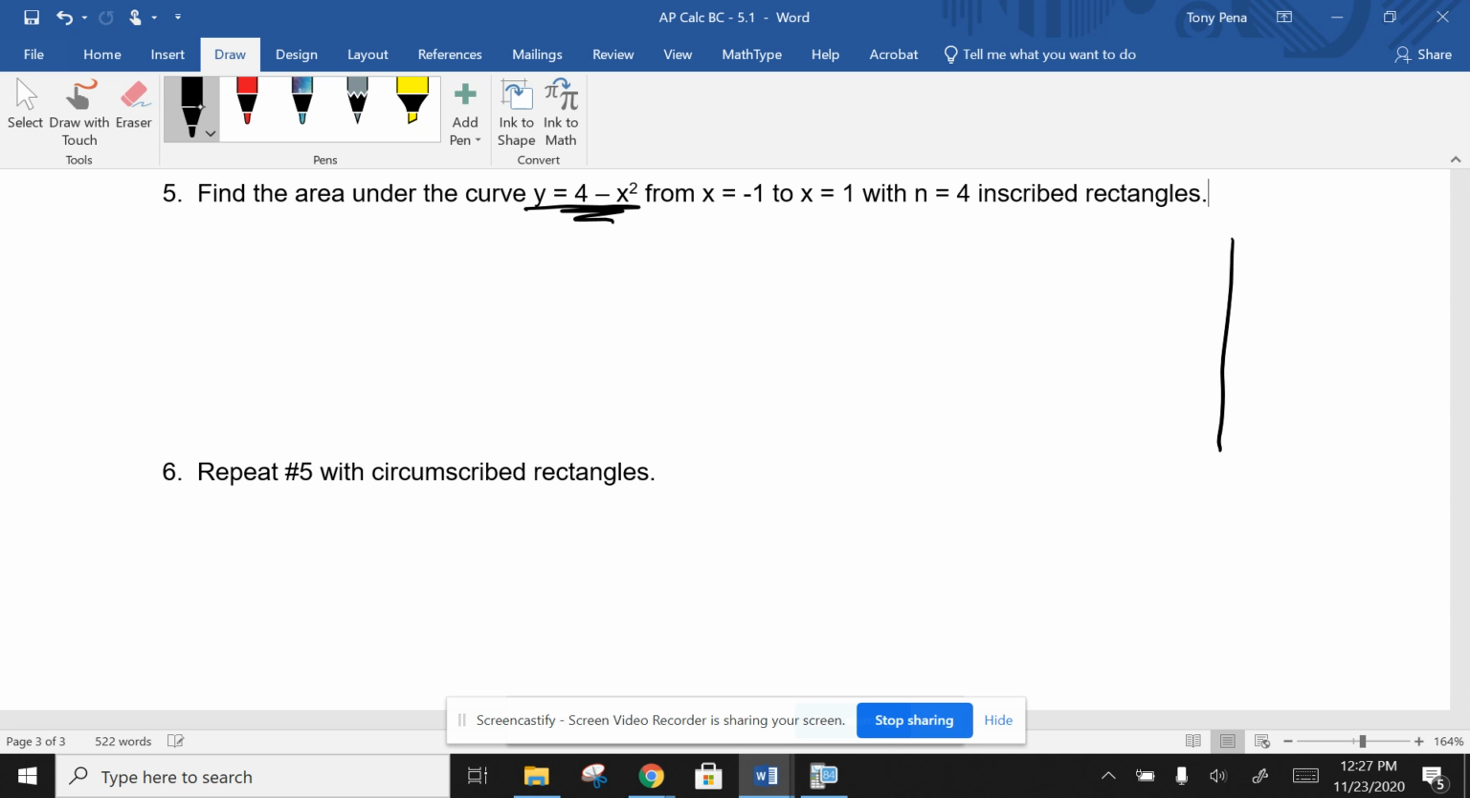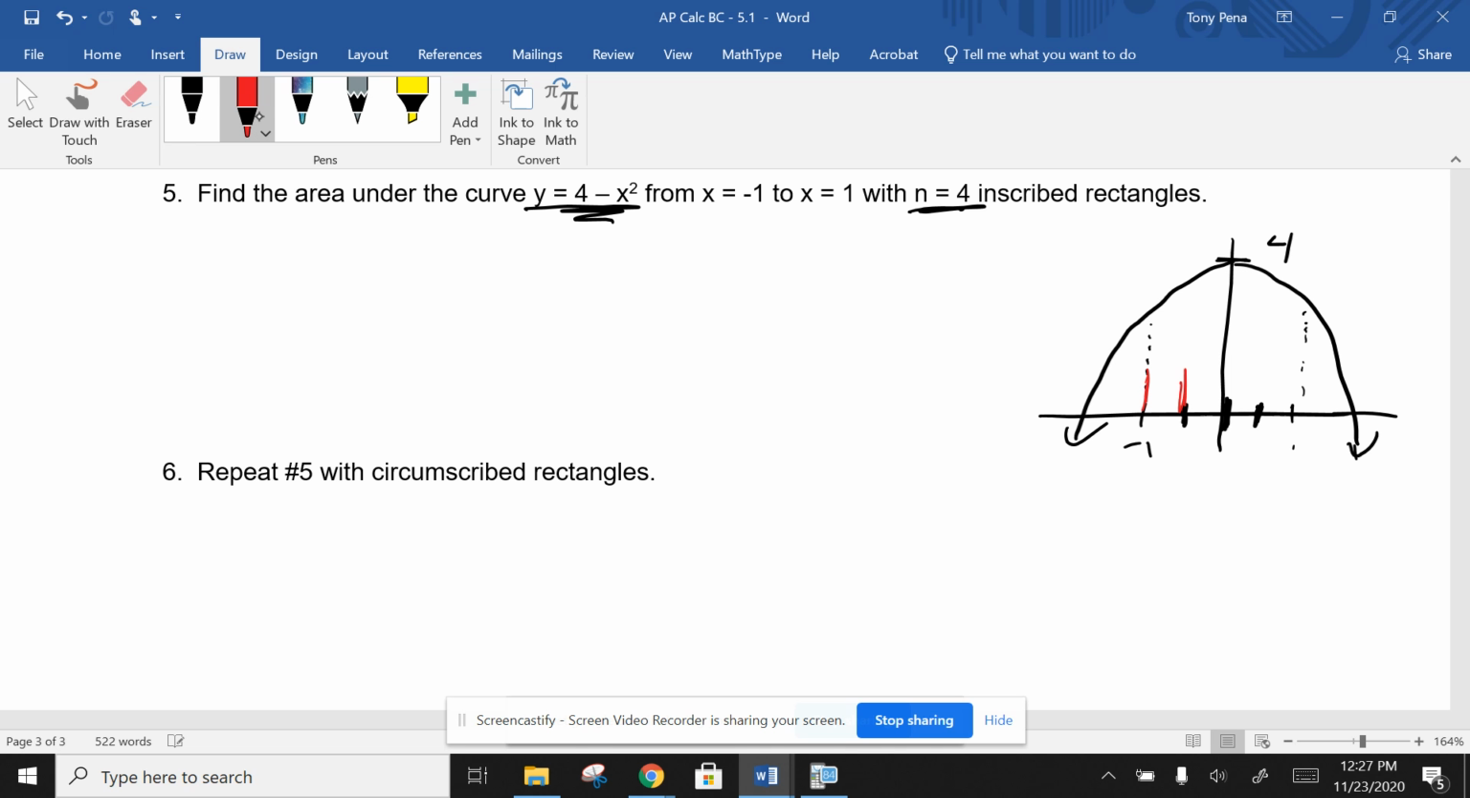So in this case, this is 4 minus x squared. So this is now a parabola with a vertex up here at 4, and it opens downwards. And its x-intercepts should be at 2 and -2. And I want you to go from -1 to 1. So we want to approximate the area in here. Still want you to use 4 rectangles, so that's still going to allow us to cut that in half and then cut each of those in halves. And if we do that, then we should have our 4 rectangles.